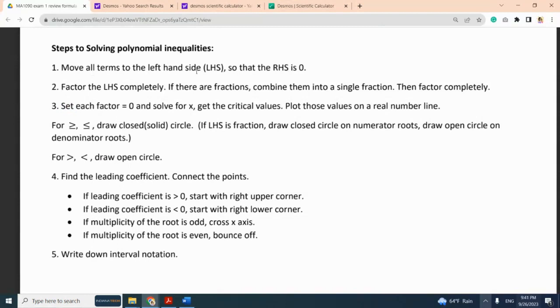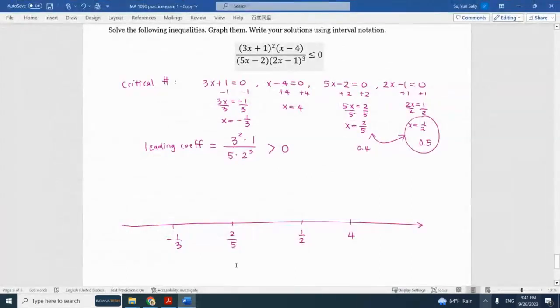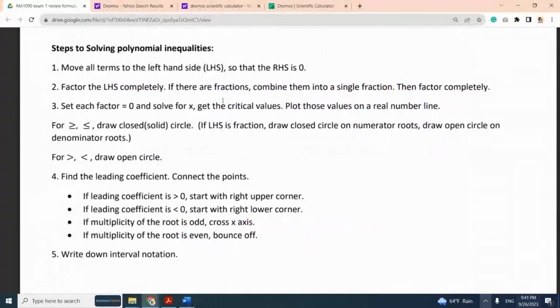Okay, we move all the terms to the left, and so the right hand side is 0. We were given the right hand side is 0 and factor completely. We were given the problem is already factored completely. So don't multiply out. We want to factor, okay? You're doing the reverse direction. So don't go back. If there are fractions, combine them into a single fraction. So actually, we already factored completely. And set each factor equal to 0 and solve for x to find the critical numbers.